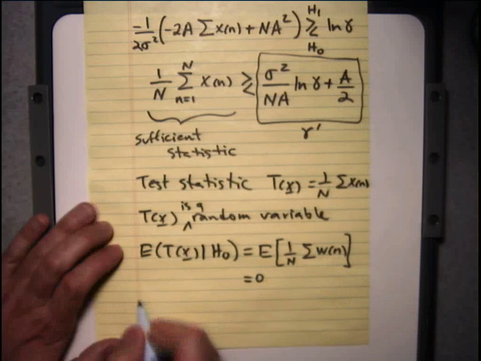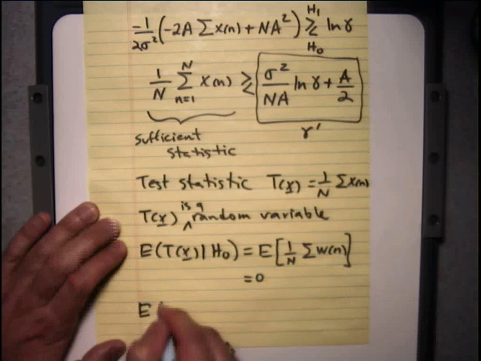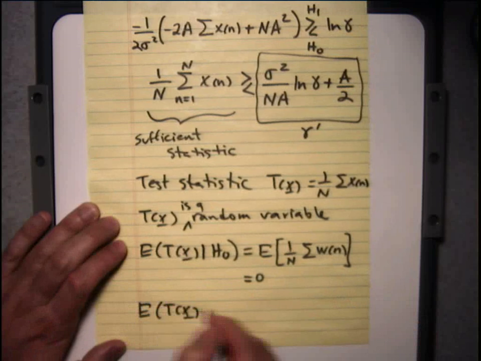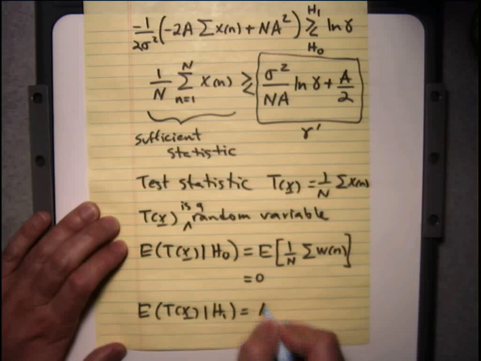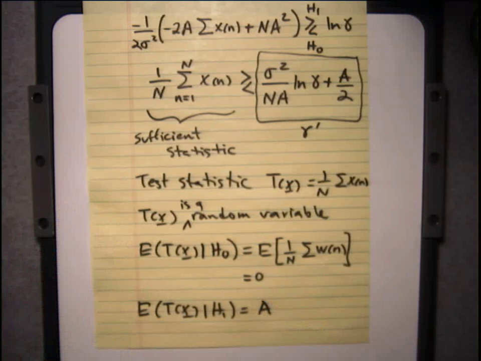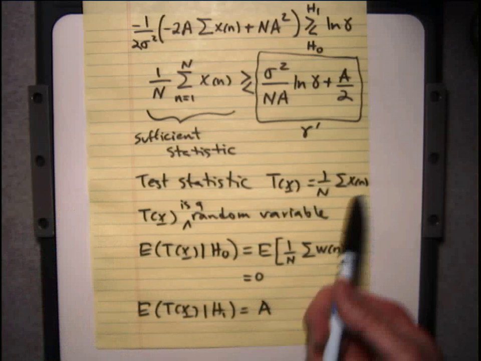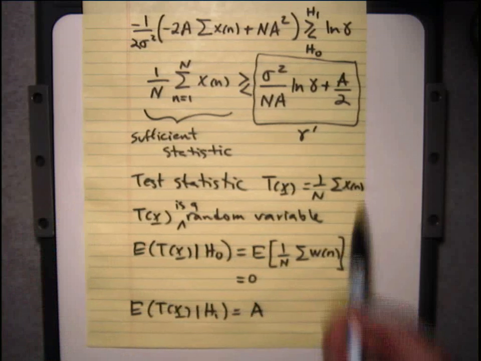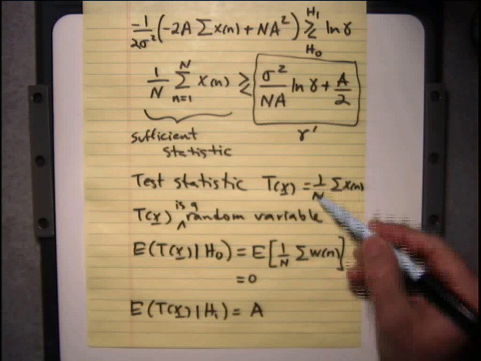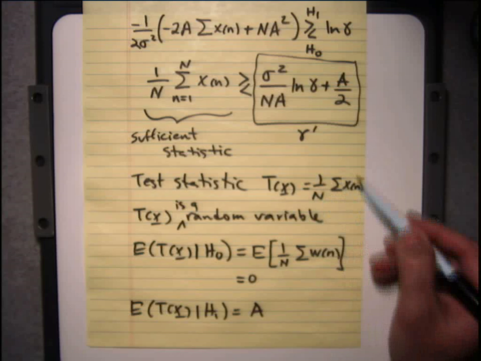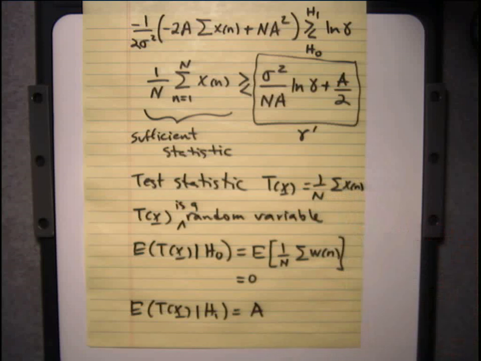On the other hand, the expected value of T(x) given H1 is just A, right? Because x[n] is, in that case, A plus noise. The noise is 0 mean. You get 1 over n times the sum of A's n times, and the n cancels the n, and you just get A left over.